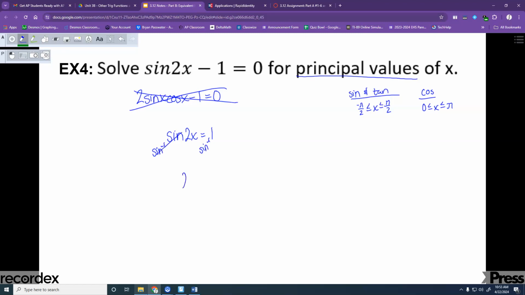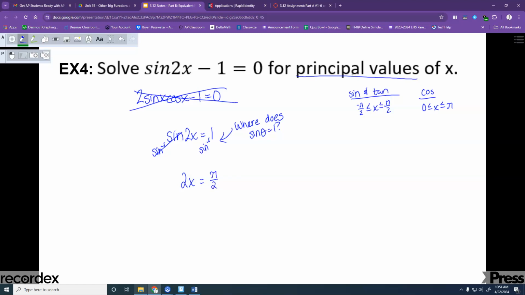To get rid of that sine. And that sine inverse of 1, remember, is asking me where does sine theta equal 1. So where on the unit circle does sine equal 1? Pi over 2.